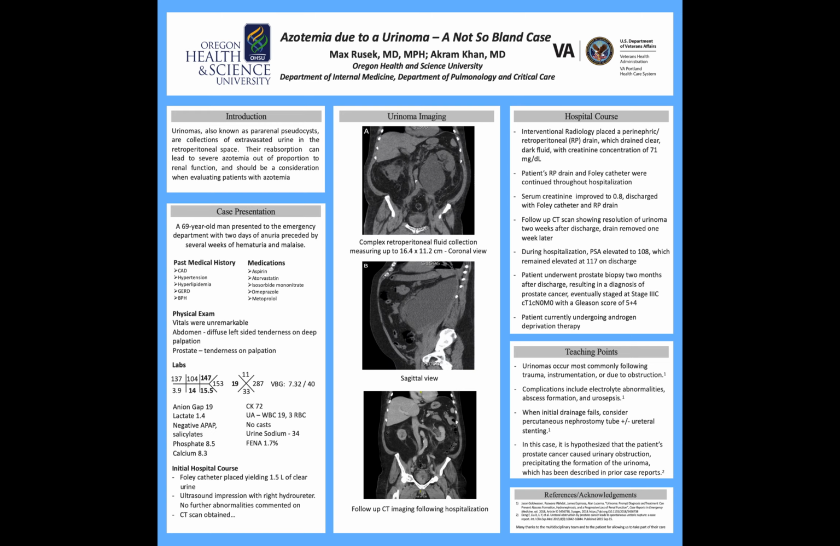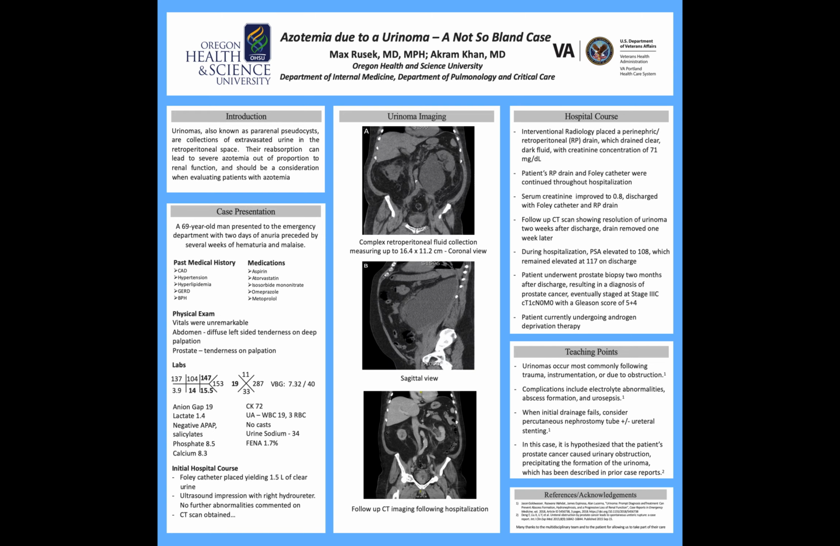To discuss this case more specifically, a 69-year-old male presented to the ED with a 2-day history of anuria preceded by 3 weeks of hematuria and malaise. Past medical history is notable for coronary artery disease and BPH, and the medications are listed below. On presentation, vital signs were within normal limits. An exam was notable for diffuse left-sided tenderness on deep palpation and prostate tenderness on digital rectal exam.